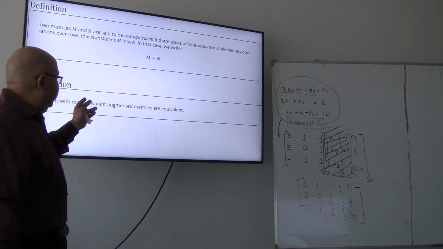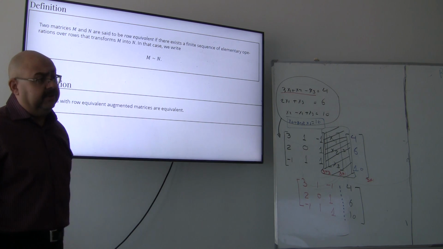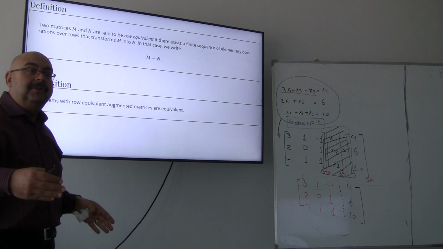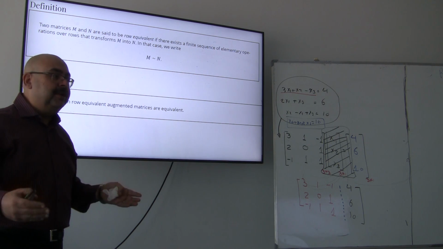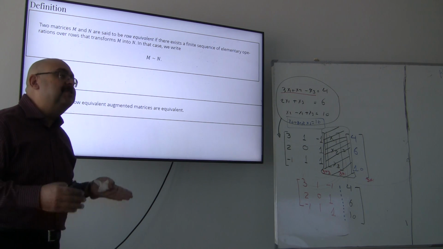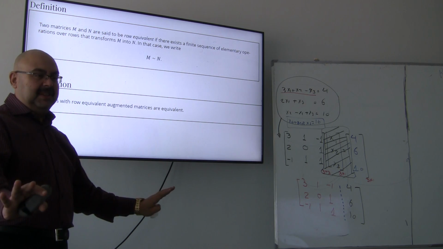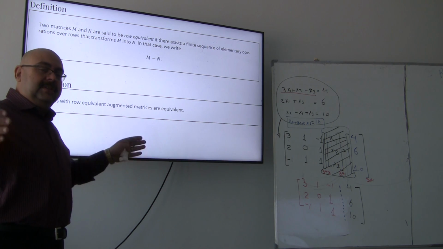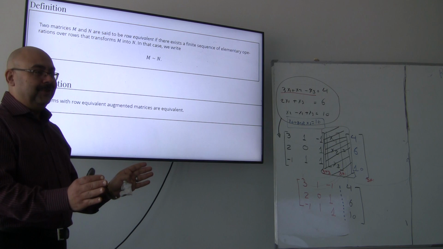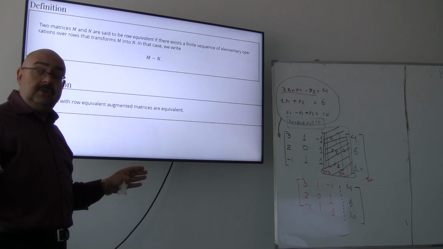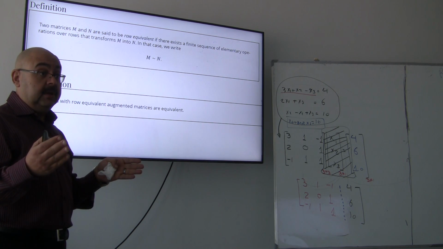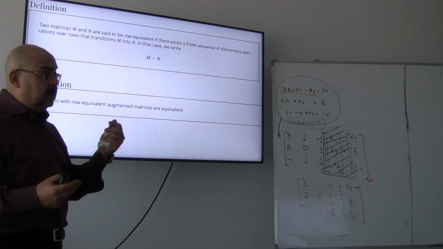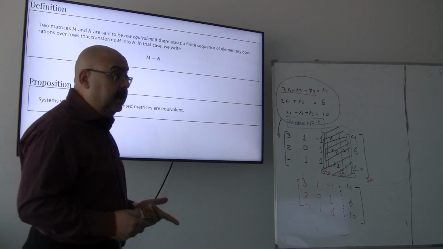Systems with row equivalent augmented matrices are equivalent. The system is all the same. You have 10 equations and 10 unknowns, 3 equations and 3 unknowns, 2 equations and 2 unknowns. It's exactly the same. All that makes a difference is whether the system is bigger or smaller. For bigger systems, you can use computer software that is going to handle all of this in a fraction of a second, okay?